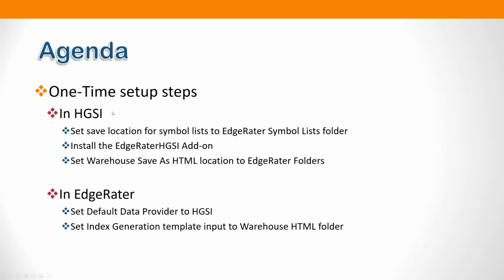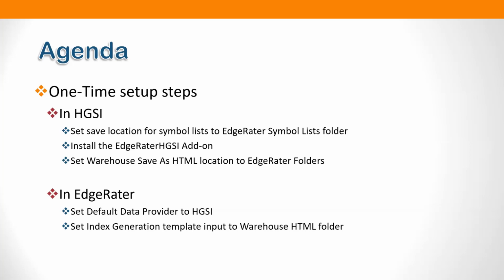The first of all is set the save location for your symbol lists to the EdgeRater symbol lists folder. I'll just explain what this does, and then I'll show you how to do it. In HGSI, you have your list of symbols, which essentially is in your designer or in your warehouse view. And any of those lists can be used within EdgeRater. All you have to do is export the list as an ASCII file, and you export the symbol and then maybe the name of the company. There's some options in HGSI to allow you to do that, and I'll show you.